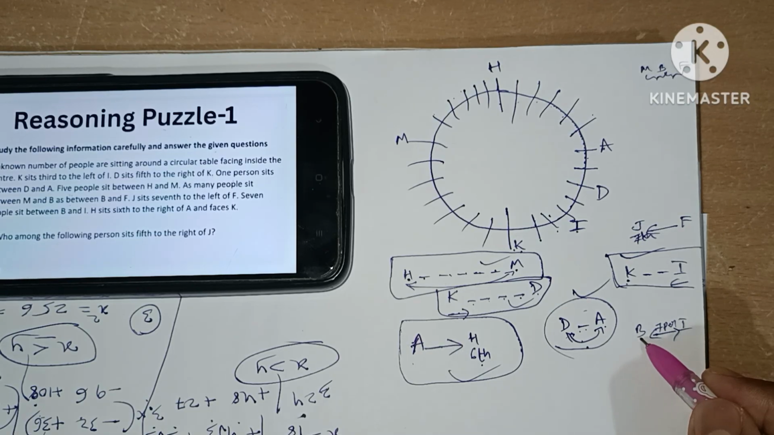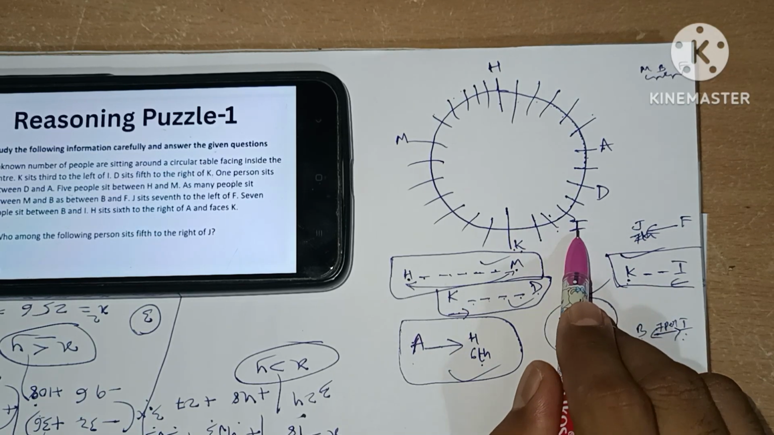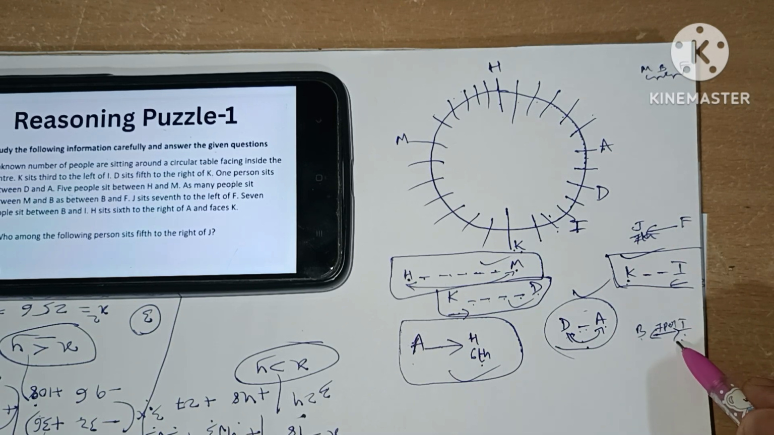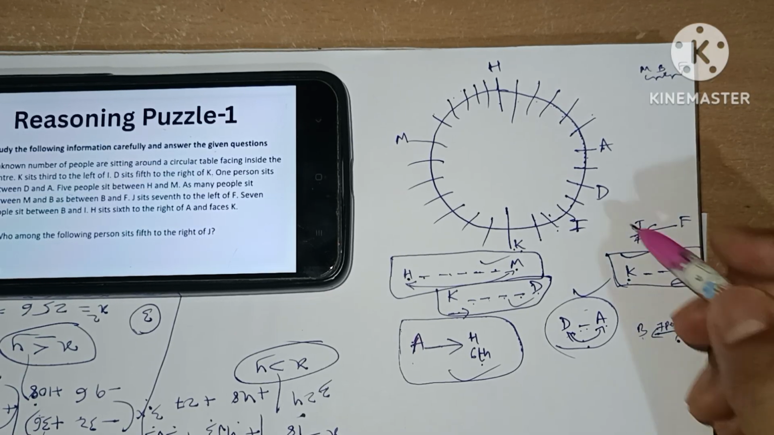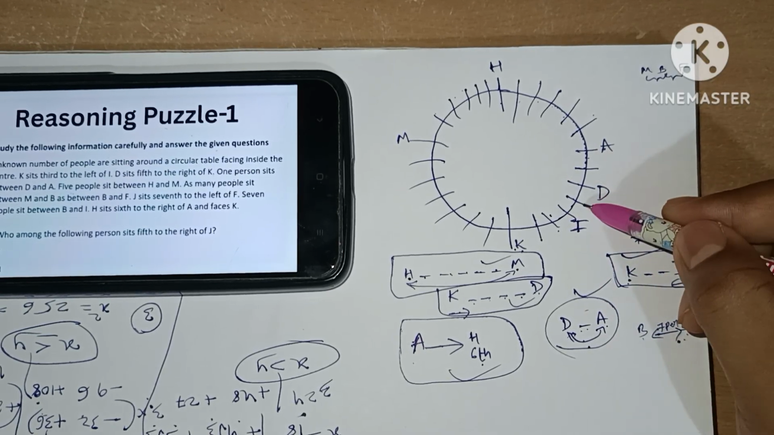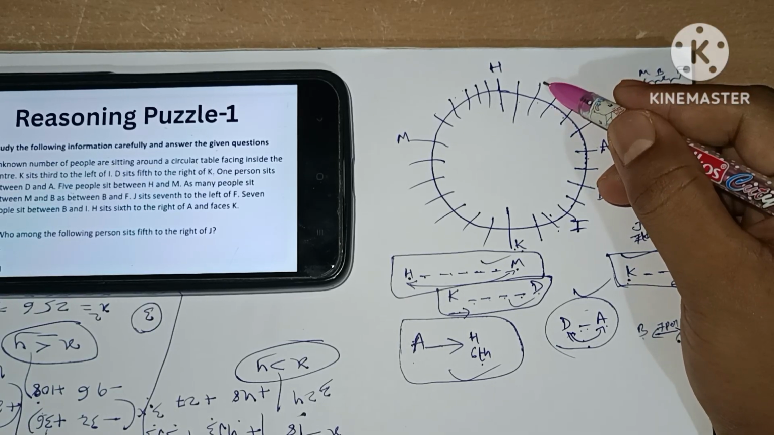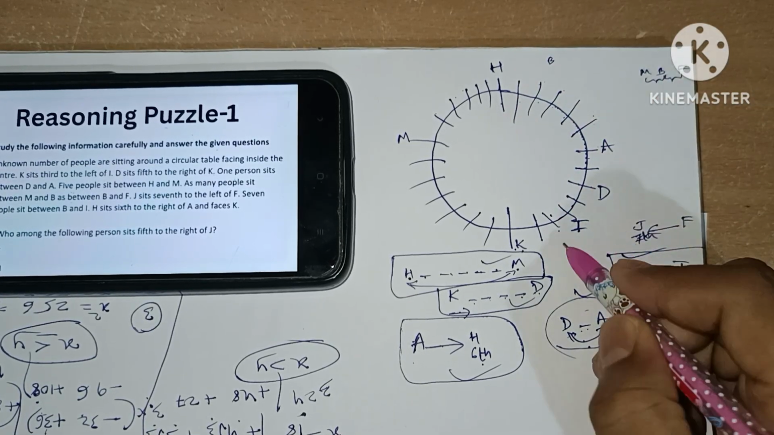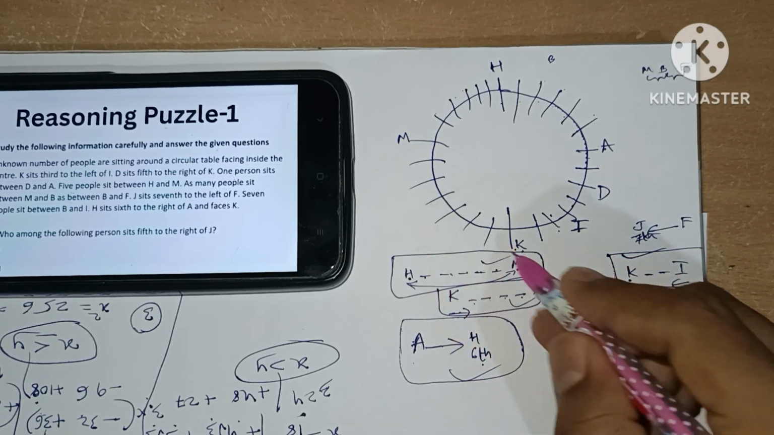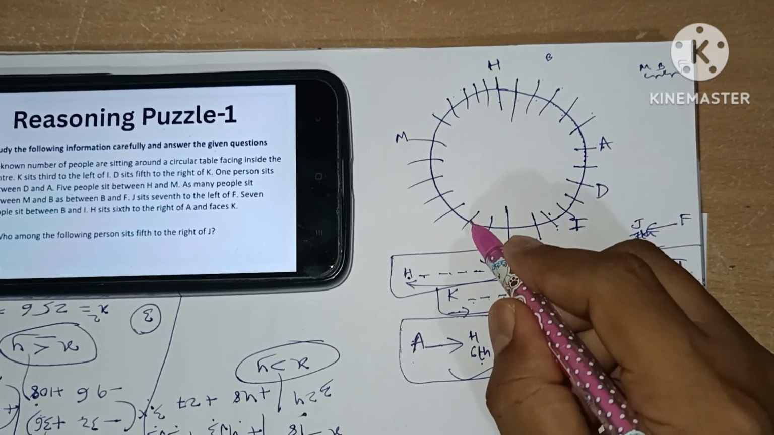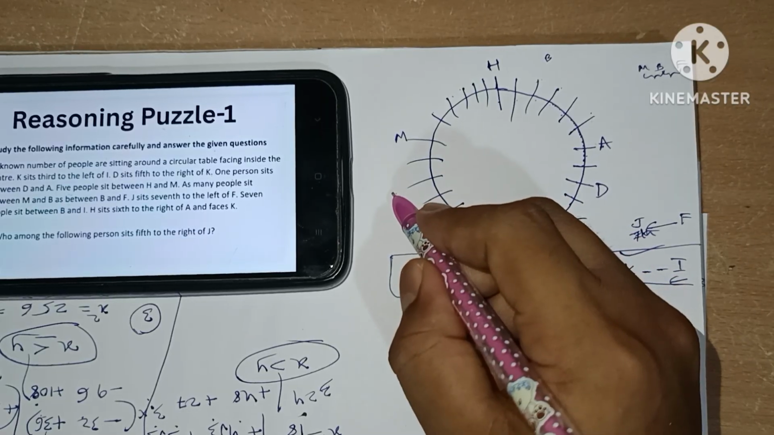And we have B and I in between 7 persons. Here we have I and B. So we'll take B on this side. 1, 2, 3, 4, 5, 6, 7. This might be B, or else we can place it on this side. 1, 2, 3, 4, 5, 6, 7. This is the place for B.